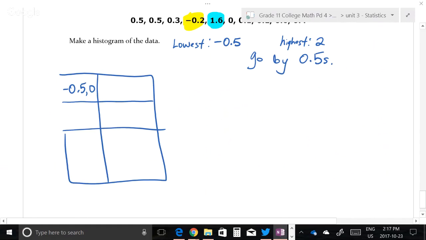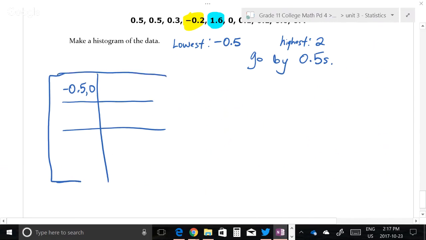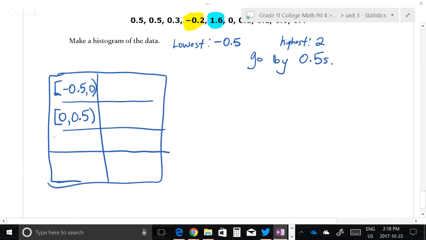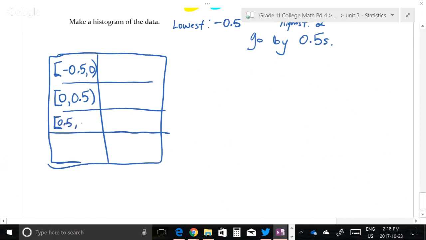Which number do we want to include in this bin? The 0.5 or the 0? Where do we want to put that square bracket? The negative 0.5. So we'll include that number, and the 0 actually goes in the next bin, right? And the next one would go from 0 up to, yeah, up to but not including 0.5. And the next bin would go from 0.5 up to but not including 1. Very good. I'm going to put 1.0, but you could just put 1.